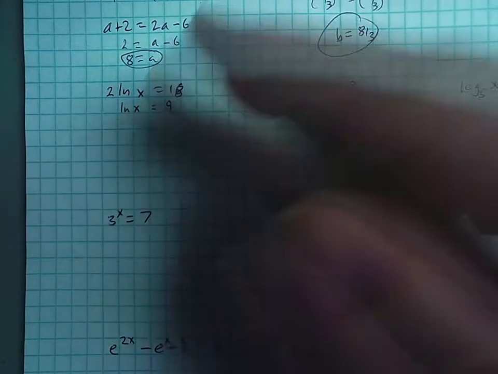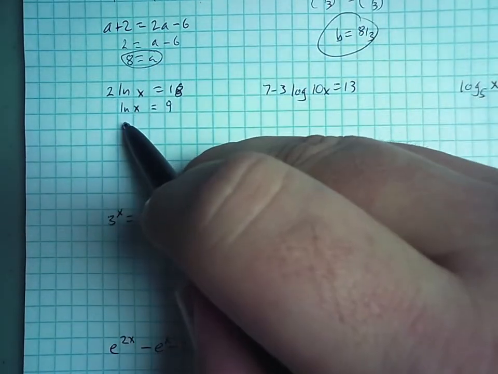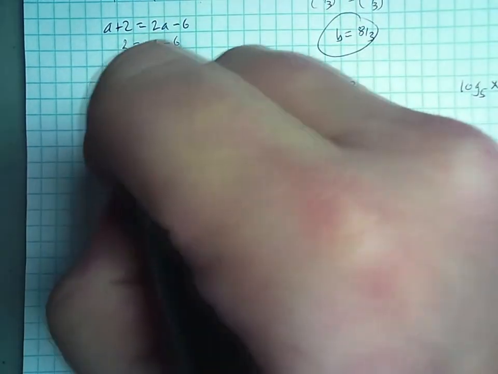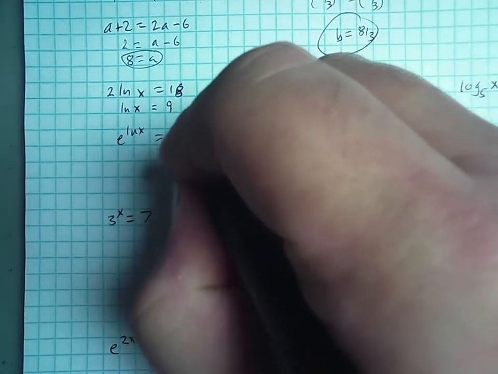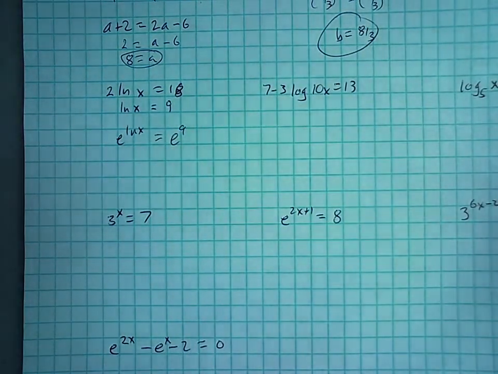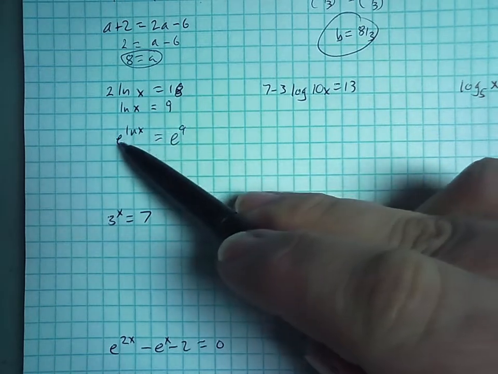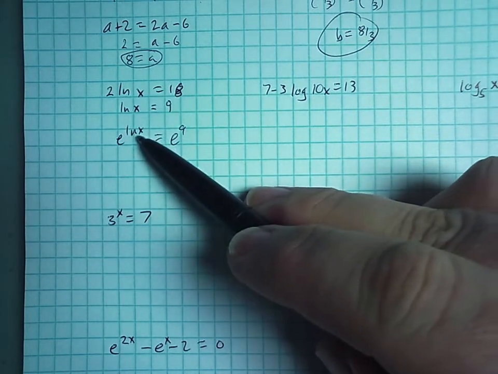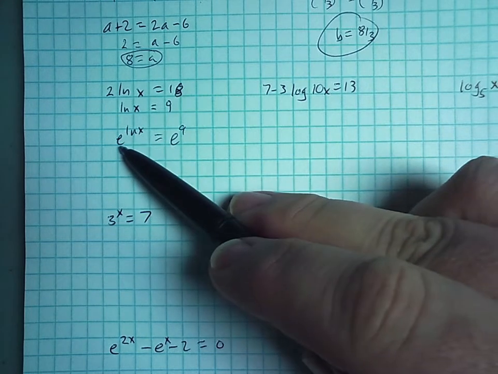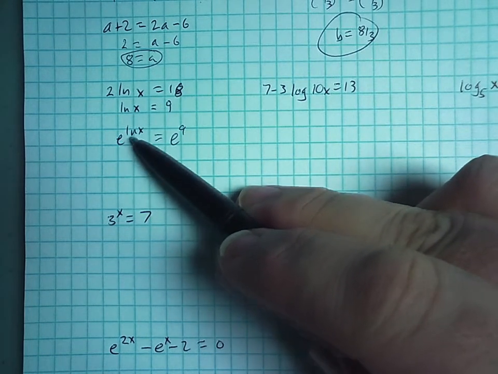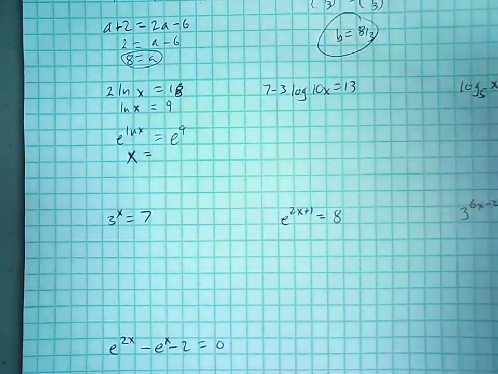In this case, the base is e, so I'm going to exponentiate. That means I'm going to take ln of x, and I'm going to make it the exponent on an e. And I'm going to take the 9 and make it the exponent of an e, because e is my base. That's what ln means. On the left side, that's going to cancel. e to the ln of x. What power do I stick on e to get x? Well, whatever it is, when I stick it on e, I'll get x. So those totally cancel. And that's why we did it.